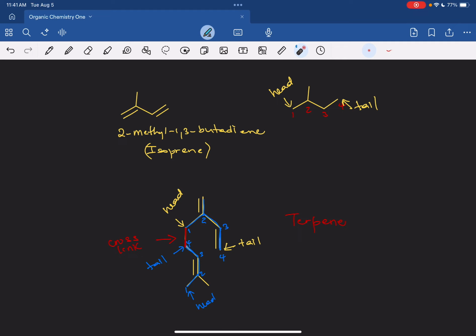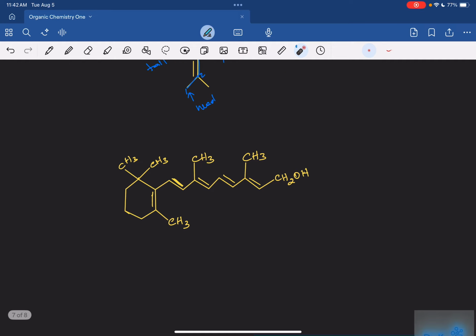But remember, your terpenes, the two, three, or more isoprene units, are cross-linked. Don't forget that. And remember, if it's a head to head or a tail to tail connection, you do not have a terpene, because that's what the questions tend to have, bonds that are head to head or tail to tail, and will ask you, is it a terpene? So you will get a question.